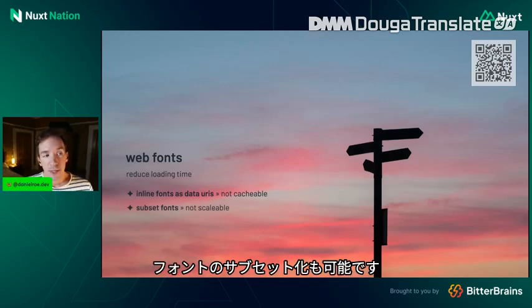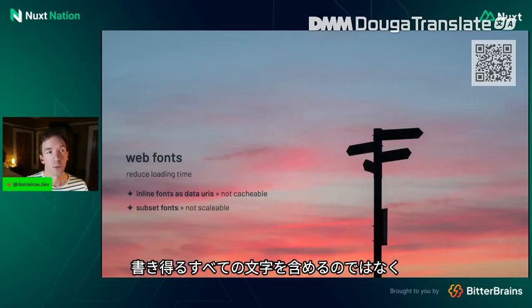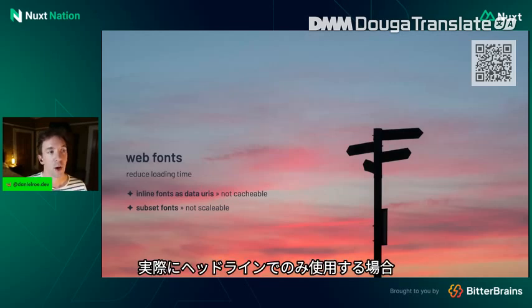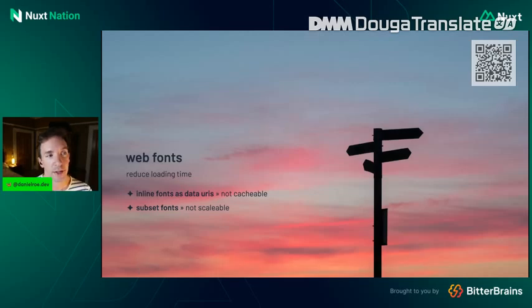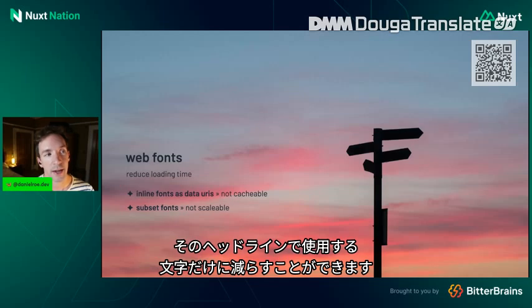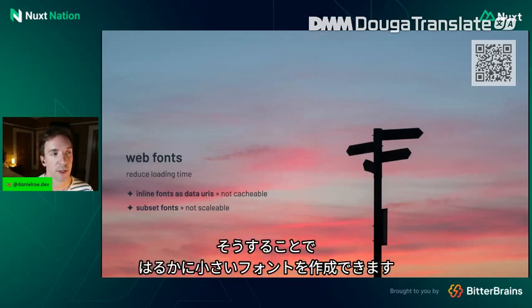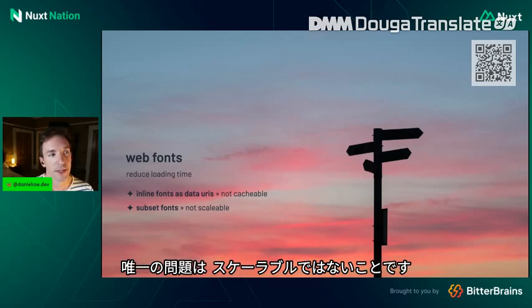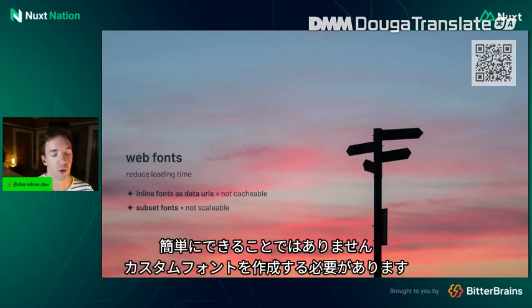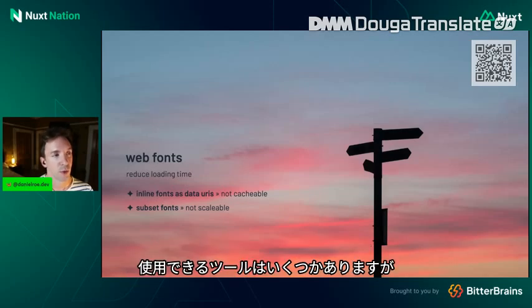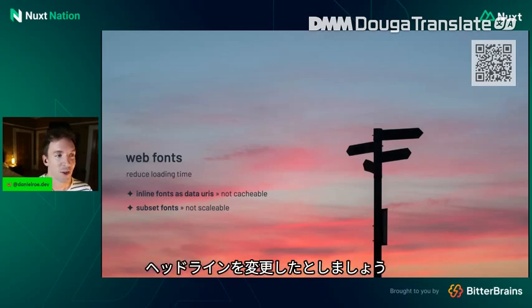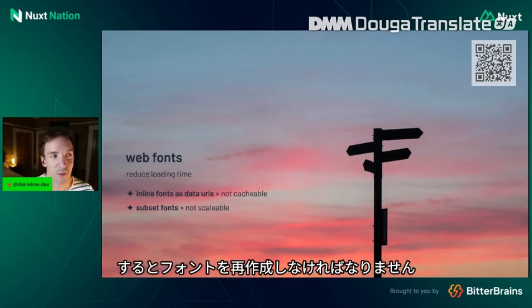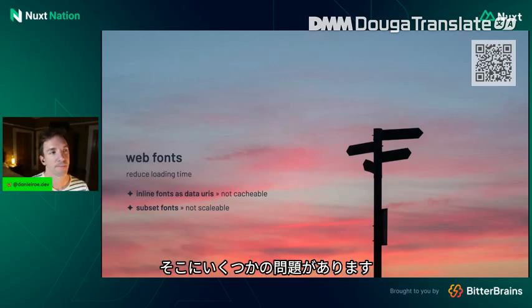It's possible to subset fonts. So instead of having a font which renders every possible character that you could write, you can say, actually, we only happen to use this font for the headline. So let's just reduce the characters in the font to just the characters in that headline. And you can create a font which is much smaller. And this is definitely worth adopting. Only problem is it's not really scalable. It's not a very easy thing to do. You have to create a custom font. There's some tools you can use, but then imagine you change your headline. Now you have to recreate your font. And so there are some issues there.